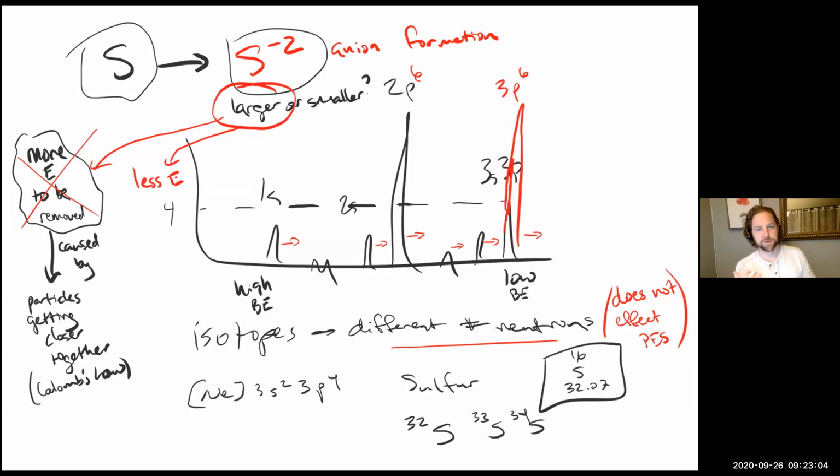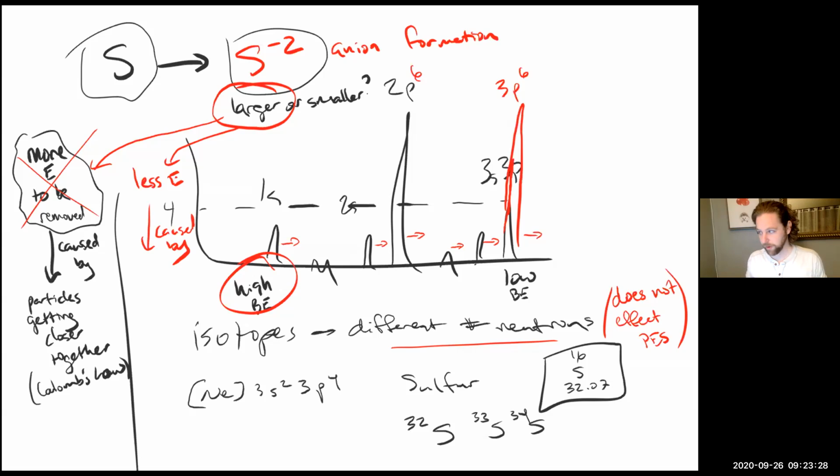And if you want to have some sort of thing written down just to remember the trend, anions will shift it to the right, cations will shift it to the left, assuming that it's arranged high energy on the left. I think that'll help. So less energy to be removed, caused by particles now being further away from each other. Increased distance between particles.